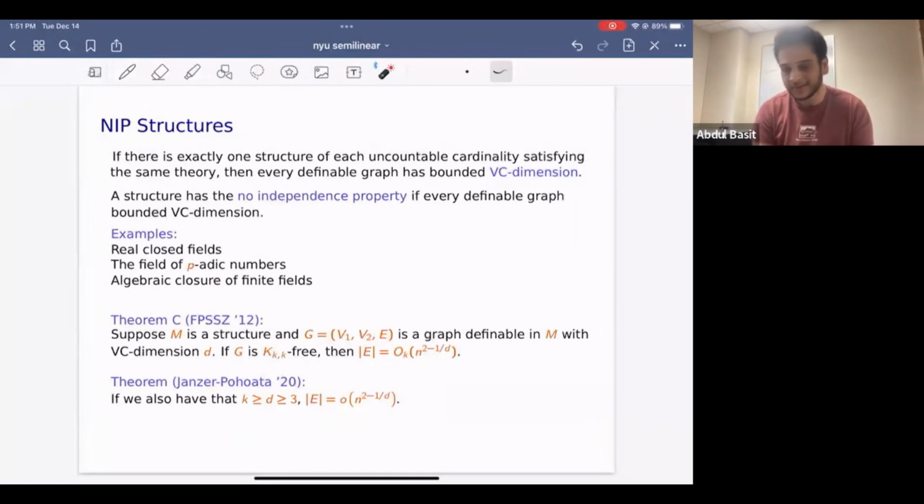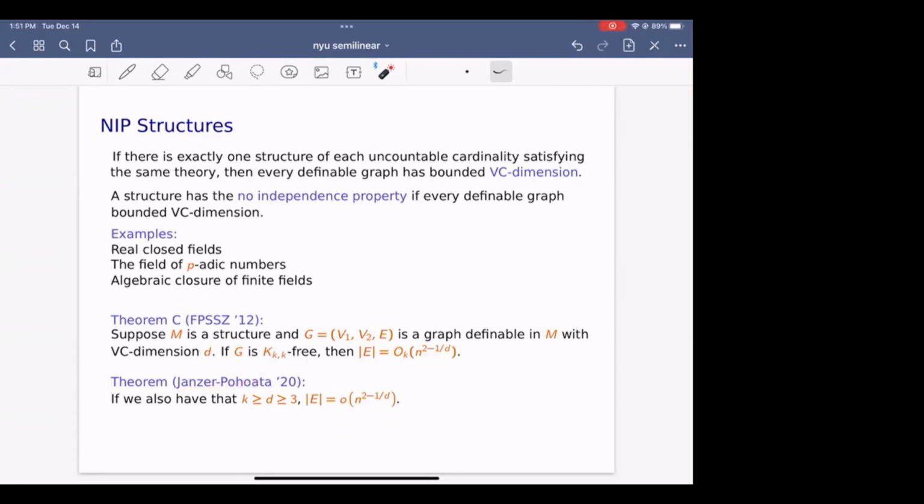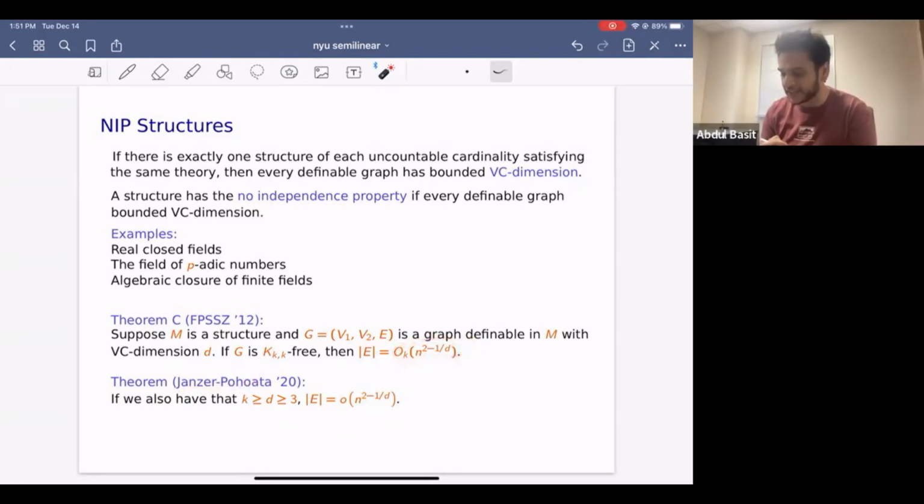And then there was this recent theorem of Janzer and Pohoata, which improves this bound a little bit. So what does that say? It says if k and d are both bigger than 3, then you can actually do a little bit better. You can have little o, so it's strictly smaller than n to the 2 minus 1 over d. This is recent, from last year now, I guess.